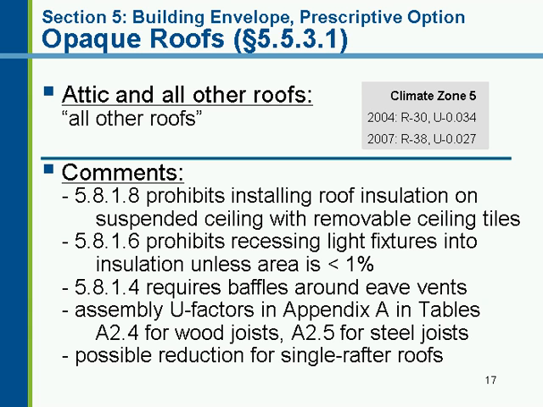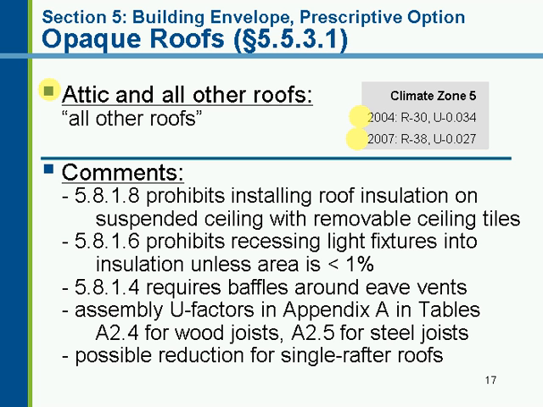The third and last type of roof category is attic and all other roofs. And it's meant to be attics, but it's a catch-all category which includes anything that hasn't come into the first two categories. And here you'll see for 2004, the minimum insulation R-value is R30, and that's increasing in 2007 to go to R38 for climate zone 5. Here there are a number of specific installation requirements, mandatory provisions I wanted to highlight for you.